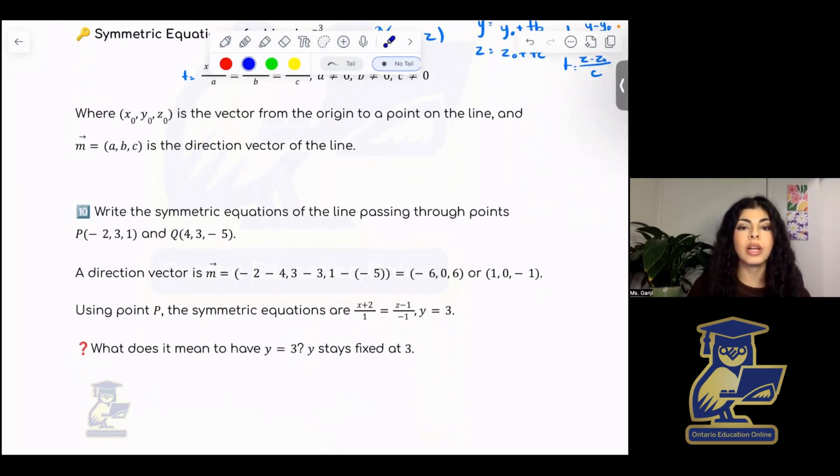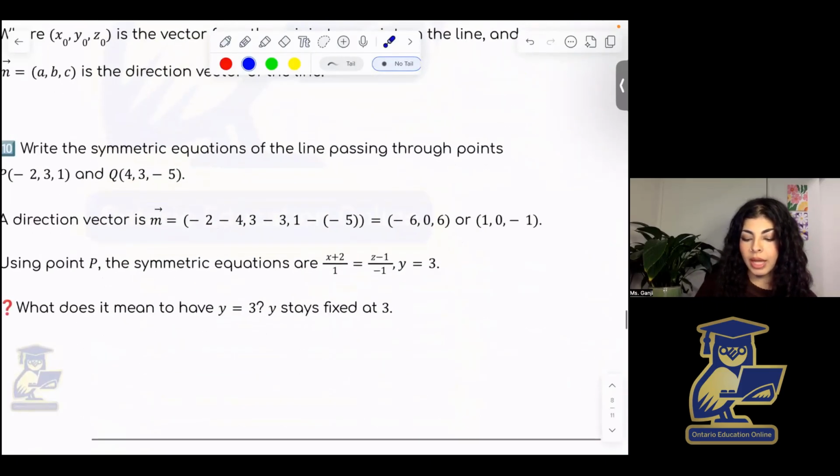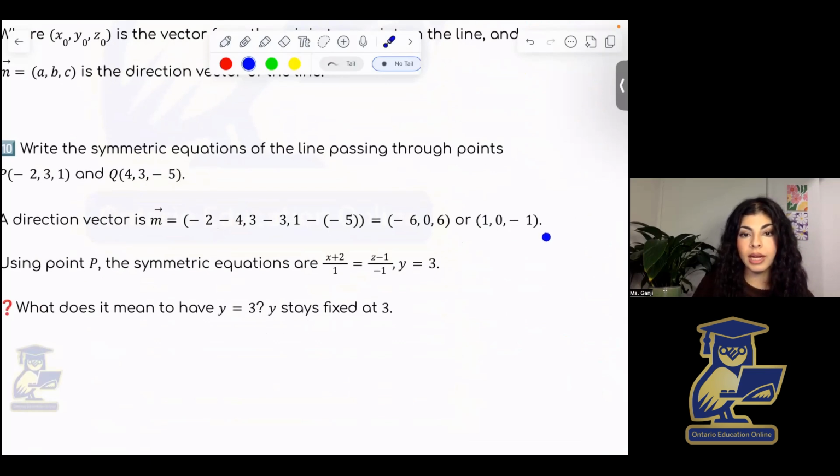So, for example, here we want the symmetric equation of a line passing through points P and Q. So again, we find the direction vector, which is given by m, and for m we're finding the difference of the x, y, and z components, and we get -6, 0, 6. Again, because we can use any scalar multiple of the direction vector, which I hope you learned from this question here. Pretty much any scalar multiple works as well. So then I have chosen to use 1, 0, -1 because I can divide by 6 here.